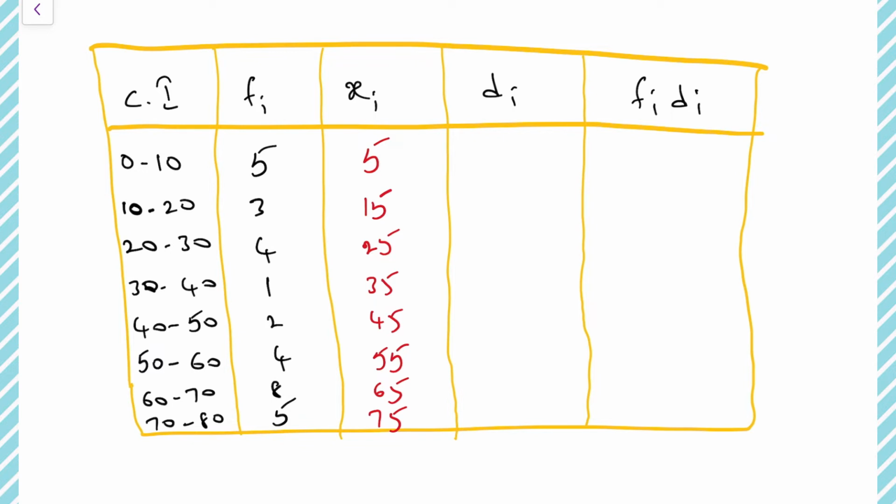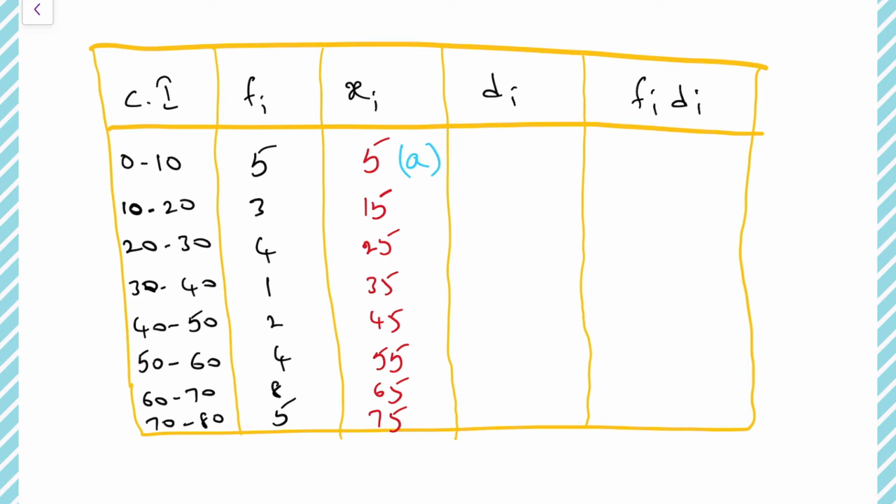Now coming to the fourth column. From xi, you take any number as the a value. Always I prefer the first number, because if we take the first number, we won't get any negatives in the di values. We pick one number from the xi column as a. I took the first number. You can take any number, you will get the same answer, there is no doubt at all. Most people prefer the middle number, but I will always go with the first number.